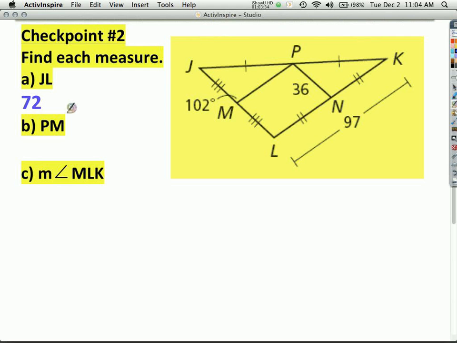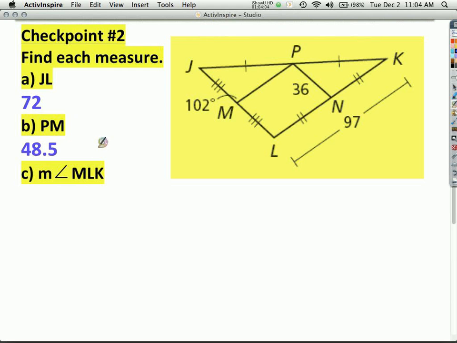What about the distance PM? What is the distance PM? I've got student 5, 16, and 7. Student number 5, what'd you get? Student number 16, what'd you get? 48.5. So you agree. And student number 7, what did you get? 48.5. So you all agree that it is 48.5.